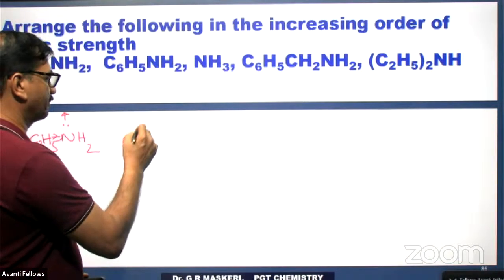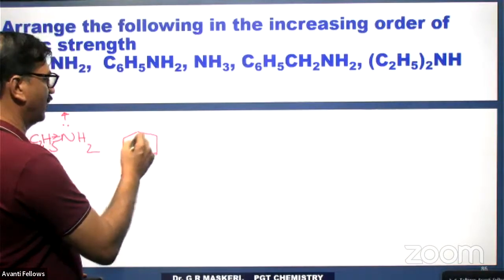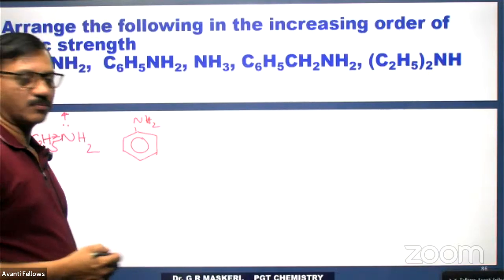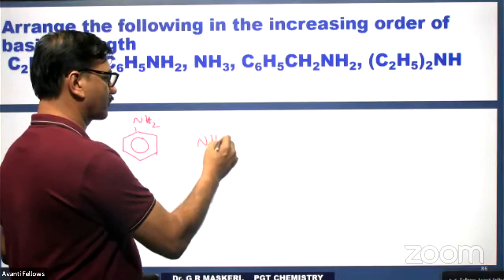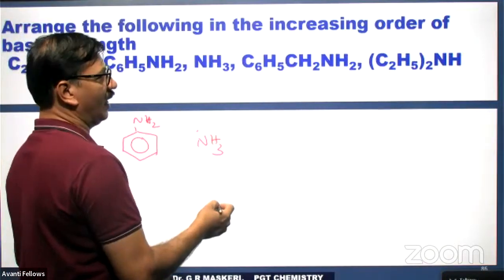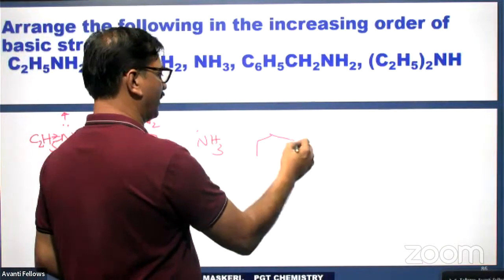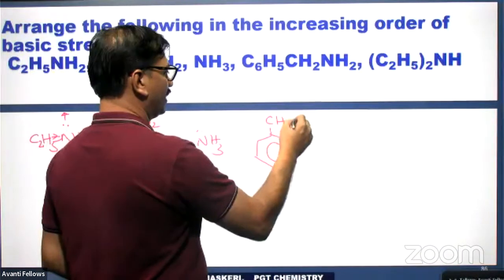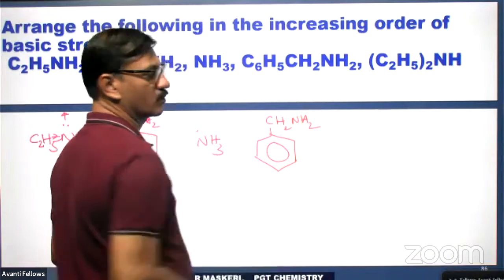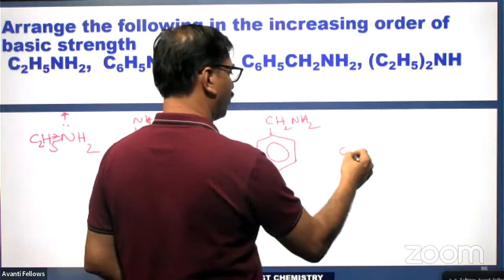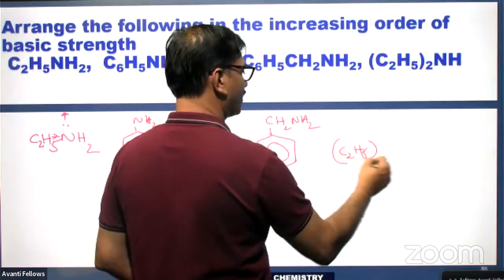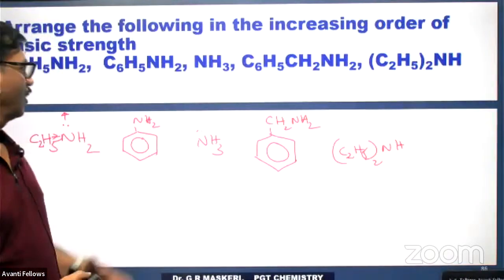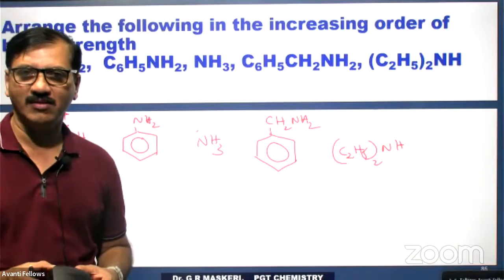Now comes C6H5NH2, right? Aniline, then ammonia, and then C6H5CH2NH2, better to write it in this way, and (C2H5)2NH, a secondary amine. Now basicity is always to be compared.